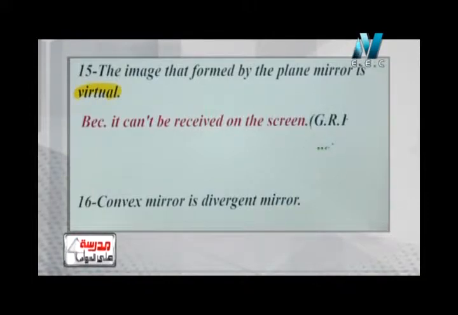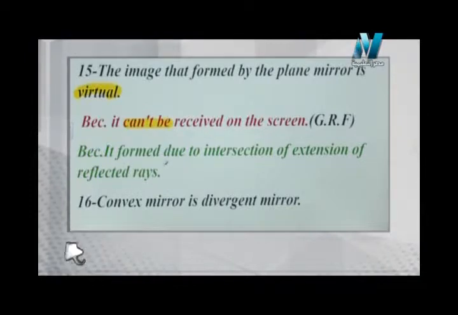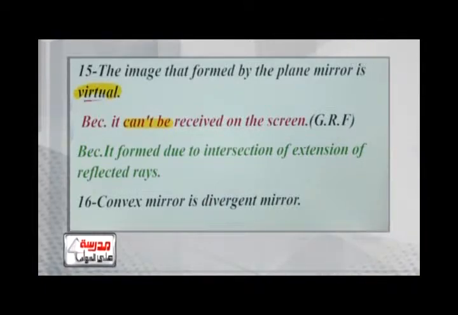Someone could take this part, can't be received on a screen, and ask me to give reason for it. That means the answer changes into another question. They say: give reason, this image can't be received on the screen. I'll say: because it is formed due to the intersection of extension of the reflected ray.